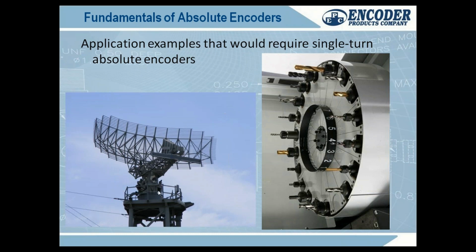And this antenna, same thing. If it's a Doppler antenna, it's picking up, hey, there's a tornado. Well, I need to know what direction I'm pointed at. I don't need to know how many times my antenna goes around all day. I don't care about that. I care about the angle. So I need a single turn encoder to give me that angle.